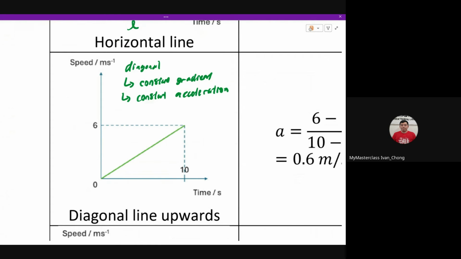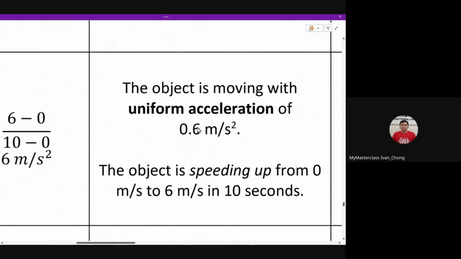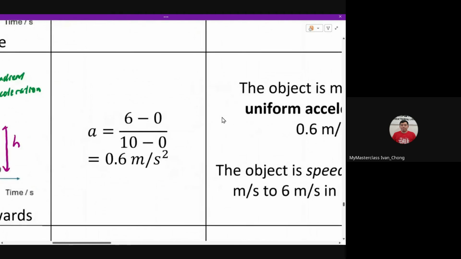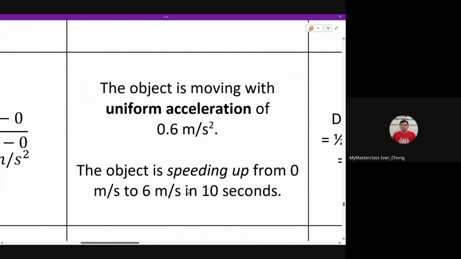All right, now this is the weird part. If you notice the area under my green line, under my graph, you notice that this is a triangle. So you're going to take half times length times height. Okay, so you can see over here, I'm moving with uniform acceleration. Instead of saying speeding up, I can just say the word accelerating. And you want to say accelerate uniformly or constantly. Okay, uniformly.